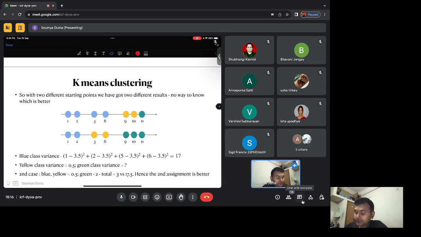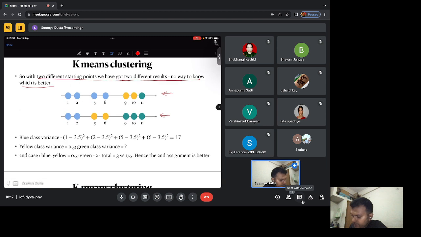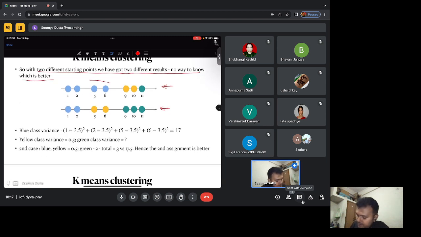The other thing I told you about is how you understand which clustering is better, which starting point is better. So this is the clustering that you got when you started with the bad initialization, and this is the perfect initialization, right? Now, with two different starting points, we have got two different results. There is no way to know which is better, but is that actually true? One thing we can always do is, we know that this belongs to one class, this belongs to one class, and this belongs to another class, right?